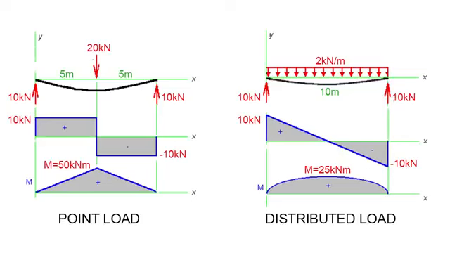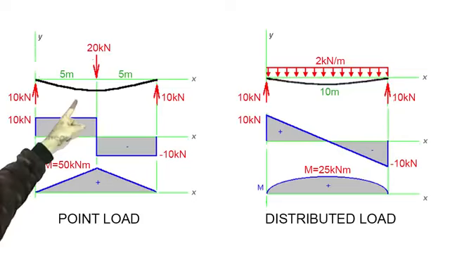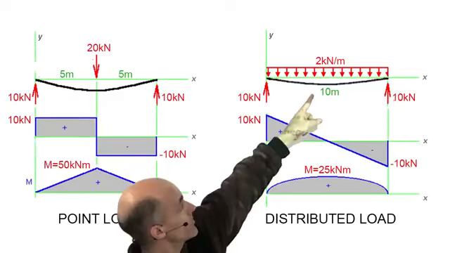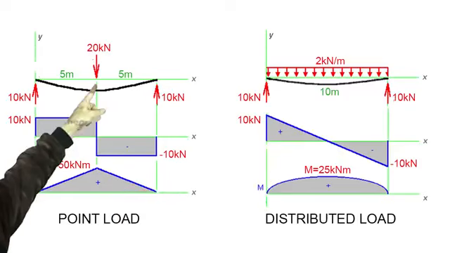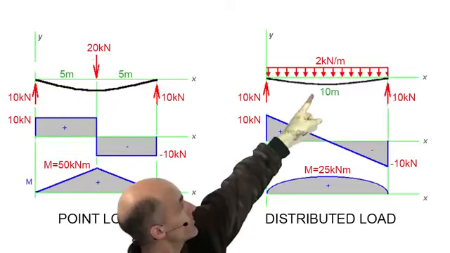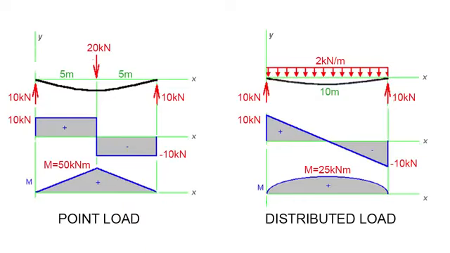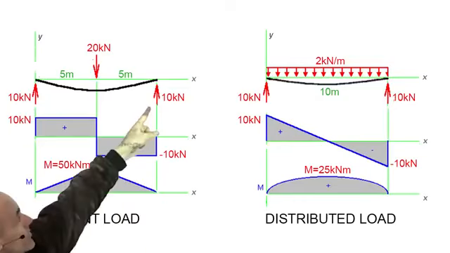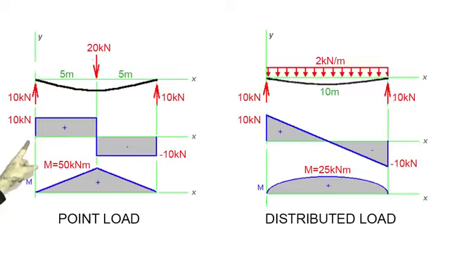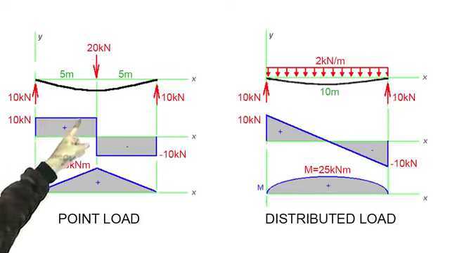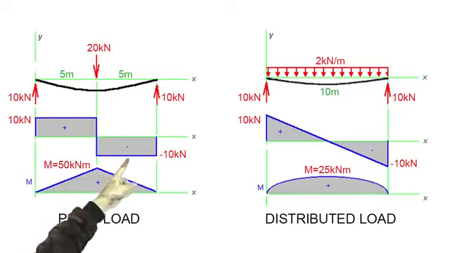Two different ways to load a beam up. I can load up the beam by putting all the weight in the middle, or I can load up the beam by spreading the weight over the whole length of the beam. I've added 20 kilonewtons, or I've done 2 kilonewtons per metre for 10 metres, which is also 20 kilonewtons. So the reactions are 10 on the left, 10 on the right. Shear force diagram: 10, nothing happens, 20, nothing happens, 0.